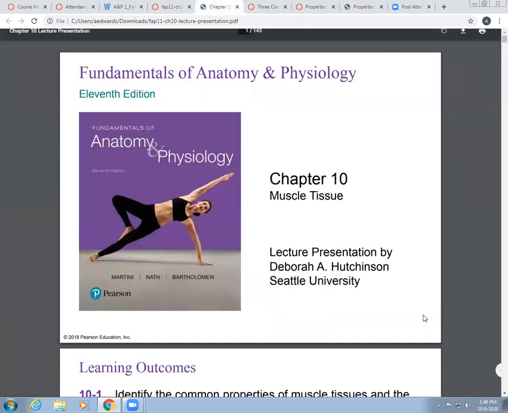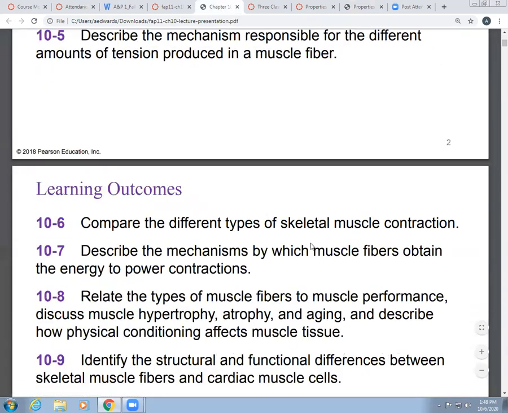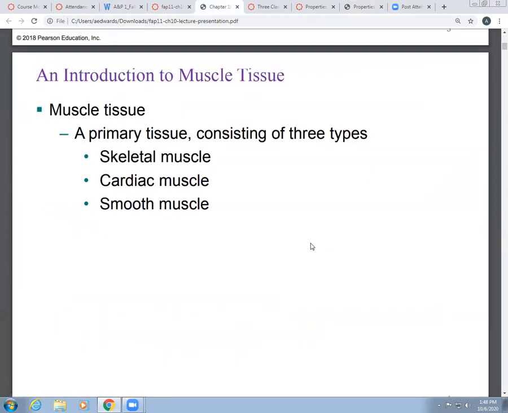All right, so let's start chapter 10. In our study of tissues in histology, you learned about muscle tissue. You learned that there are 3 types: skeletal muscle, cardiac muscle, and smooth muscle, right? Everybody generally remembers that, okay?